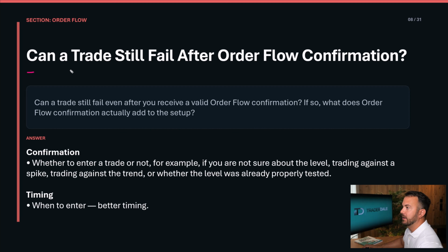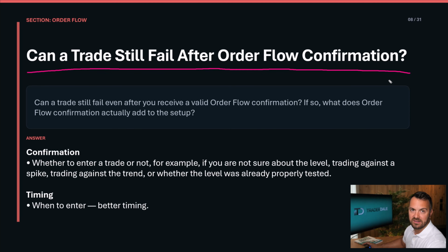Question number 8. Can a trade still fail after order flow confirmation? Yes, it can still fail. I've seen many trades failing after beautiful confirmation. This is trading, you have an edge and you trade that edge, and that edge gives you a certain probability that you will win, but it doesn't mean that you will win every trade. So yeah, even if a trade gets confirmed by the order flow, if it looks perfect, it can still fail. You as a trader need to be okay with that.